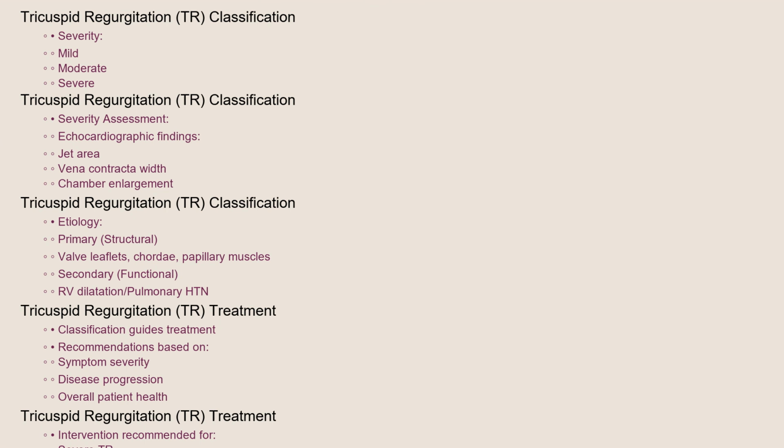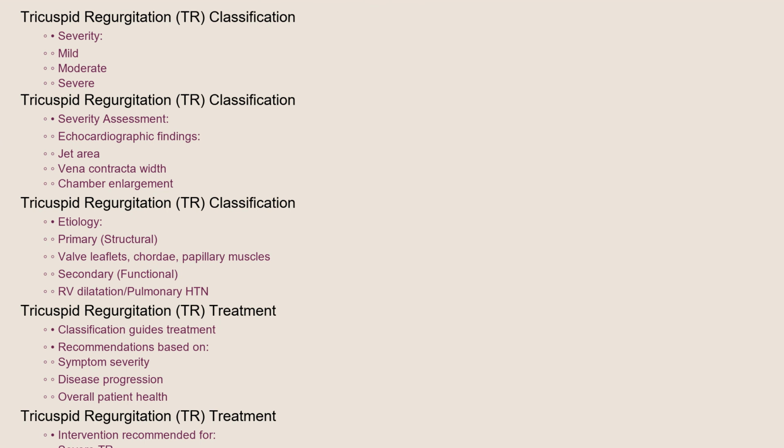Tricuspid regurgitation can be classified according to its severity. It is typically graded as mild, moderate, or severe, based on echocardiographic findings such as the jet area of regurgitation, the vena contracta width, and the presence of right atrial and ventricular enlargement. Another way to classify tricuspid regurgitation is by its etiology, which can be primary or secondary. Primary tricuspid regurgitation refers to abnormalities of the tricuspid valve leaflets, chordae, or papillary muscles. Secondary or functional tricuspid regurgitation is more common and occurs as a result of right ventricular dilatation and/or pulmonary hypertension. This classification helps guide treatment strategies.